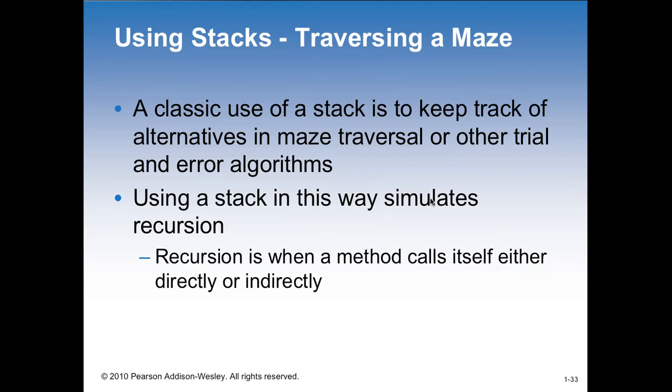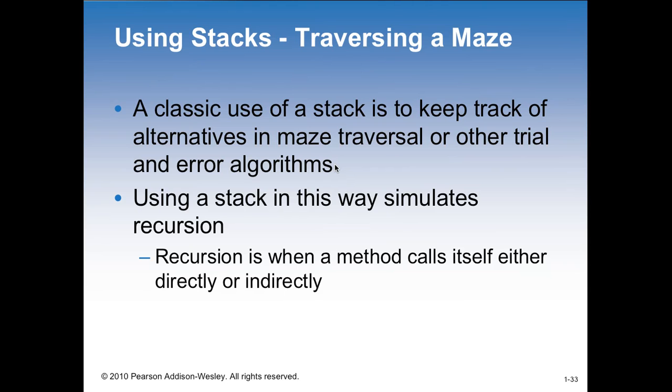A classic use of a stack is to keep track of alternative choices in maze traversal and other trial and error type of algorithms. As an example, let's say the traveling salesperson algorithm, where it's going through a bunch of routes and it has to keep track of, if I go this way, it's kind of like when you get in your car and you decide which way you're going to drive home. In your mind, you think, there's a shortest route, hopefully.